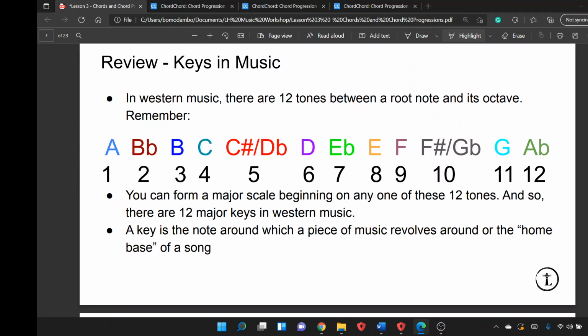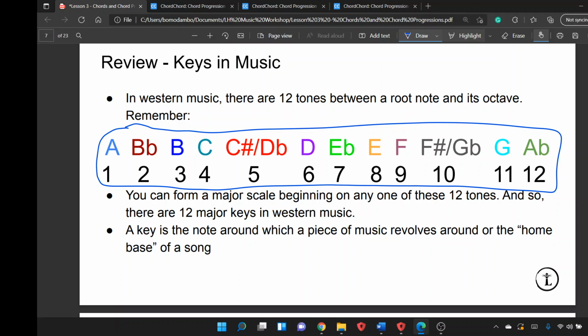All right, so just to talk about keys in music again, we know that there are 12 tones between a root note and its octave. So we went through this whole kind of arrangement starting from A. You can start from any point, but if we choose to start from A, we know that there are 12 tones between a root note and its octave. So that means there are 12 keys in Western music. And just to recall that a key is a note around which a piece of music revolves, or the home base of the song. That means when you're playing music, you tend to kind of come back to that note throughout. Everything is based off of that note. Okay.